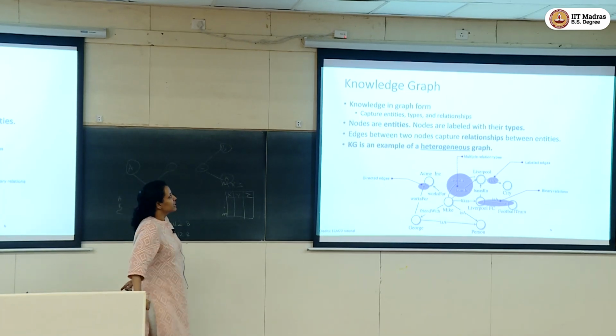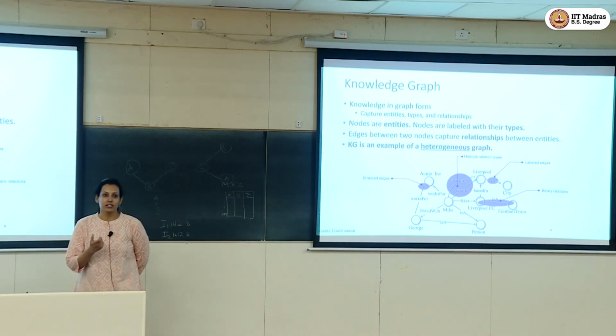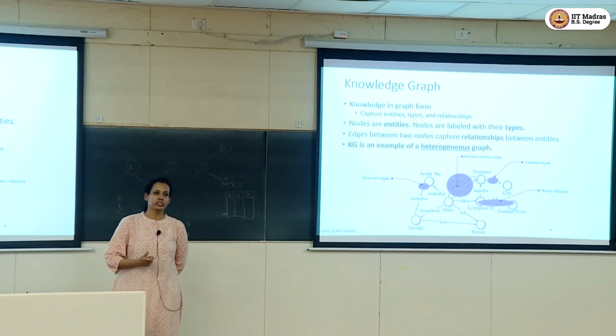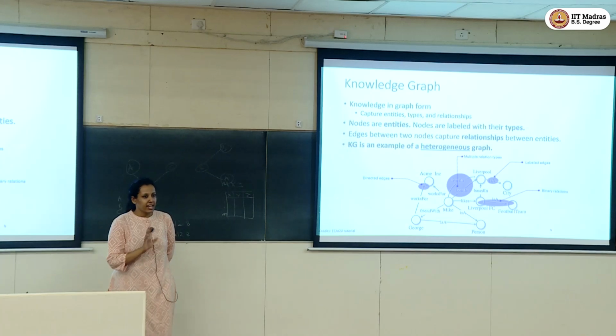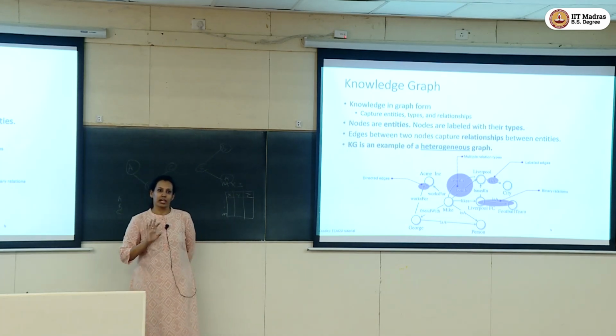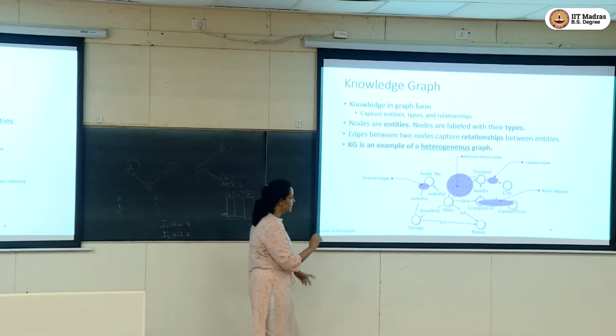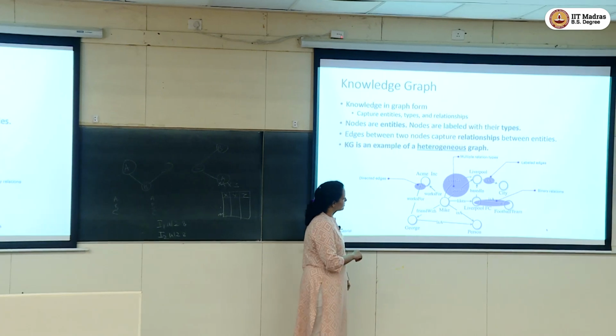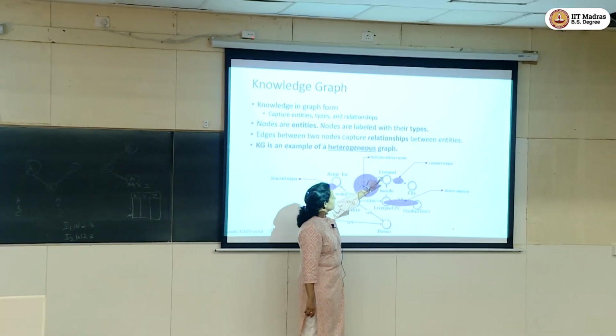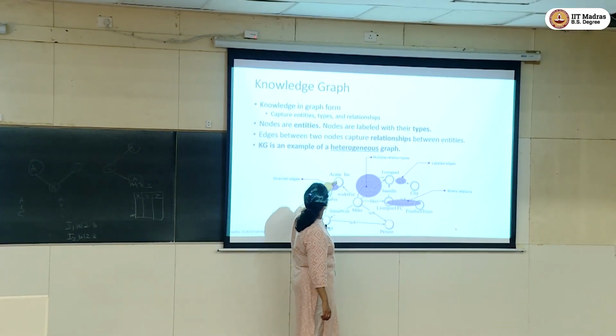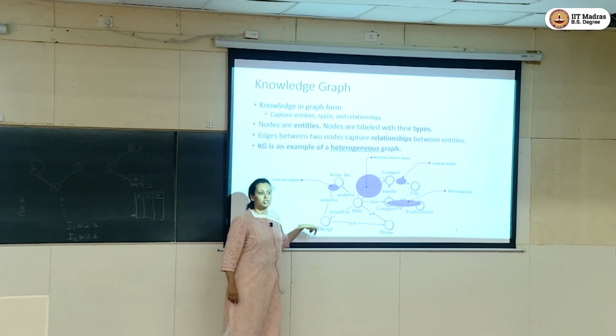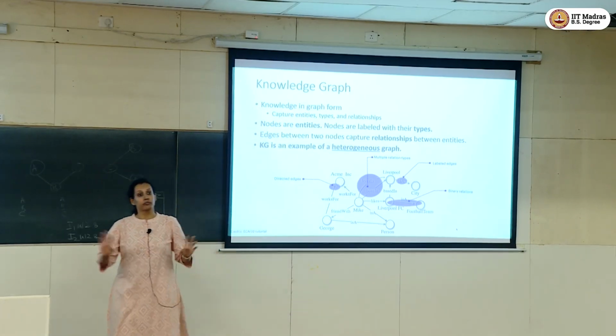So we are saying that knowledge in graph form captures entities, types and relationships. An entity is nothing but a node. A relationship is an edge. And a type is some type of node and edge. I'll talk about that. For example, this is a city, but this is some company maybe. This is some person. So we are saying that the nodes are of different types.